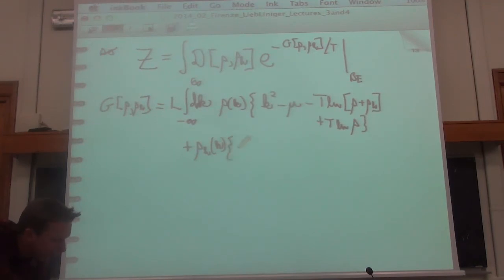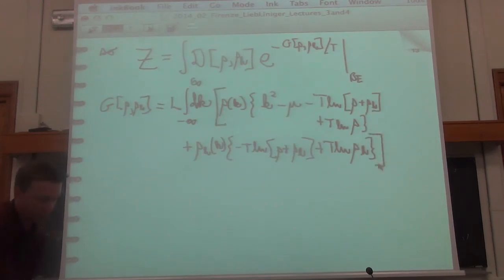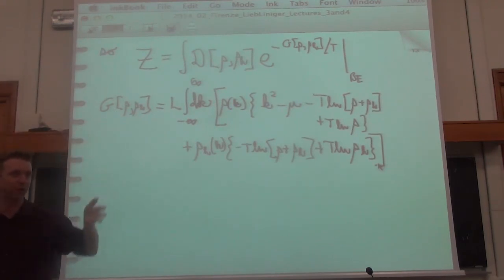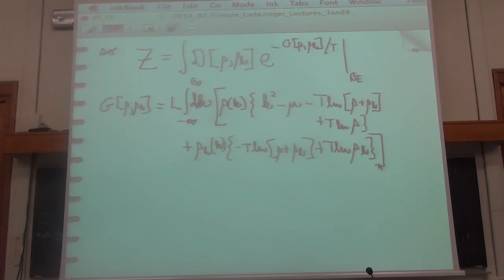And then you have minus T log of rho plus rho whole, plus T log of rho whole. Okay, and this is like this. So we now have an explicit expression for the Gibbs free energy given a rho and rho whole. Essentially, the way we do the calculation is that we let rho and rho whole vary, and then we will try to evaluate this in a saddle point approximation.